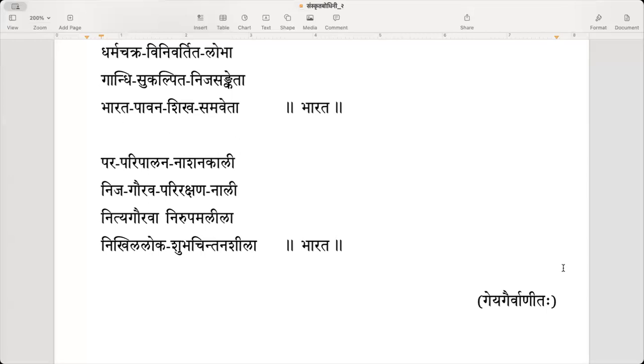Then Nija Gaurava Parirakshana Nali. Nali is like a vessel or a tube. Gaurava would be respect, self-esteem or self-respect. She is like the vessel to protect our self-respect. Then Nitya Gaurava Nirupama Leela. Nitya Gaurava, she is always endowed with respect. And Nirupama Leela.